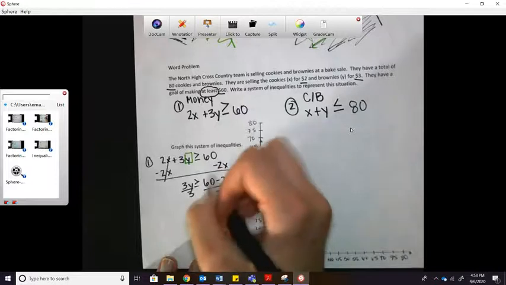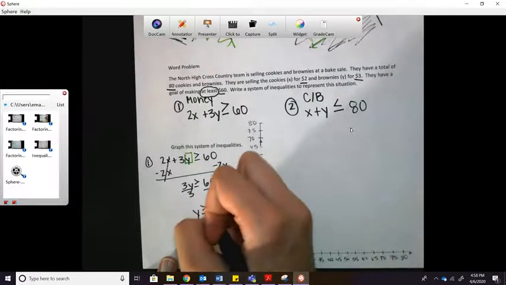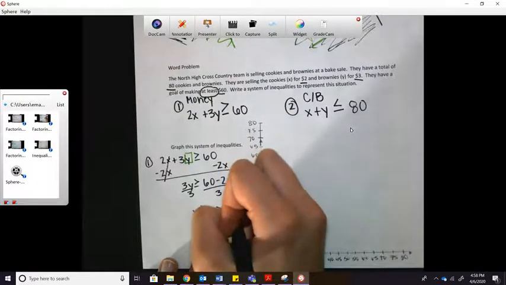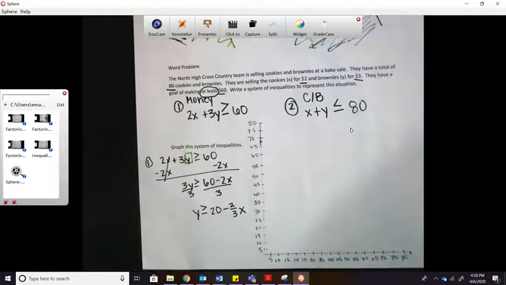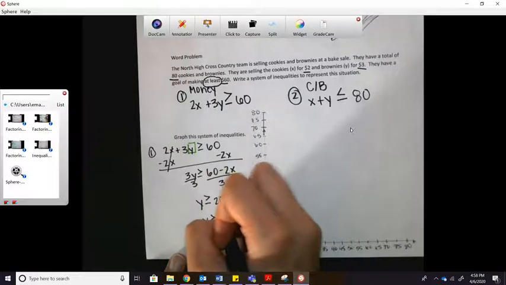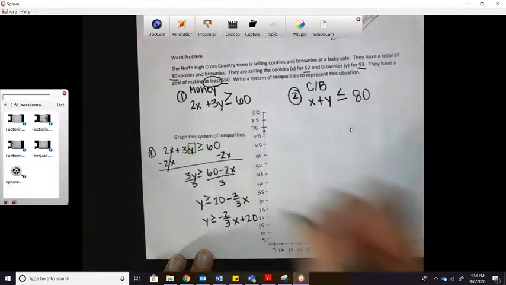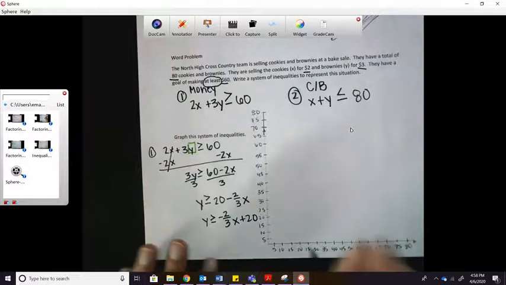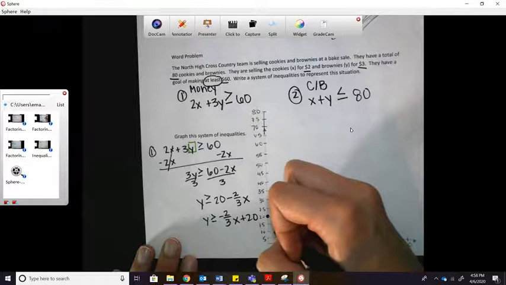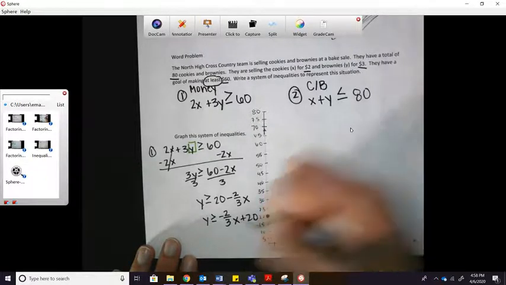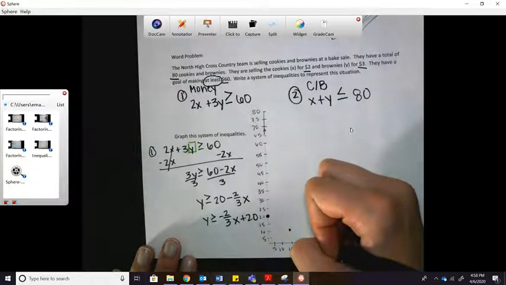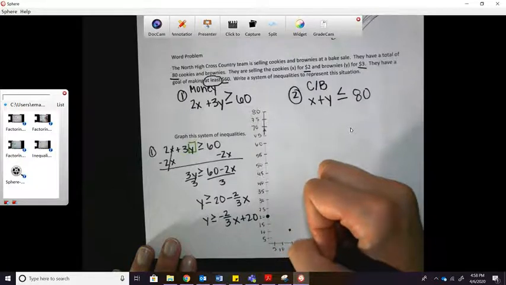And when I divide by 3, I divide everything by 3. So 60 is divided by 3, and 2 is divided by 3. Which, of course, is a fraction. It's not very nice, and that is okay. Just leave it as a fraction, and we're going to go ahead and graph this line. So we're going to start at 20, and we're going to go down 2 over 3, because I'm labeling by the same amount on each side, down 2 over 3. Let's see, 1, 2, 3, there we go.